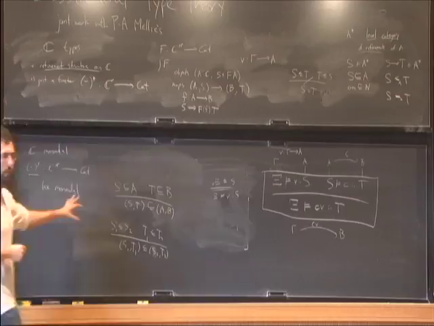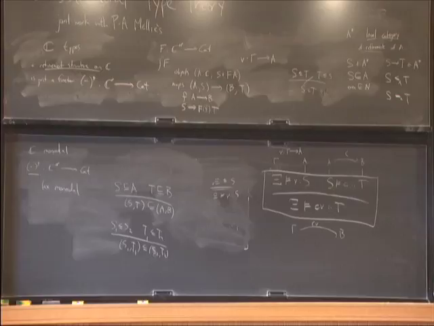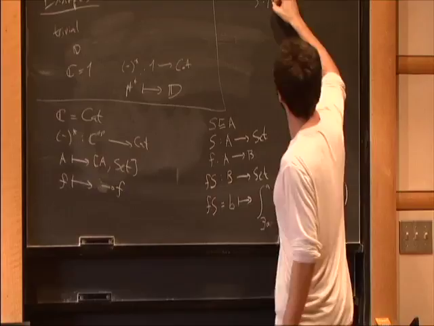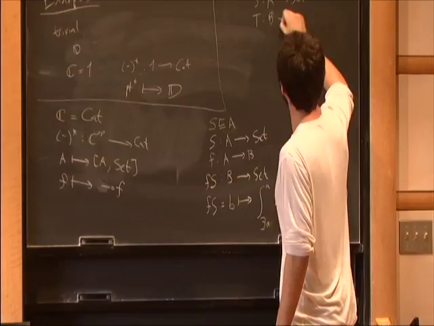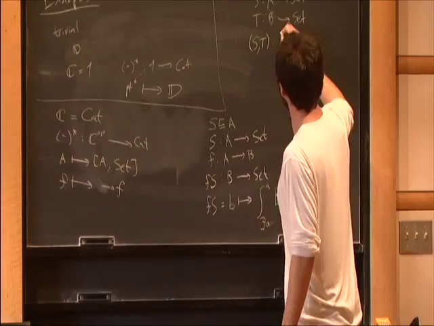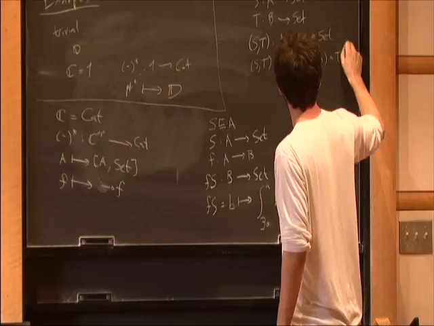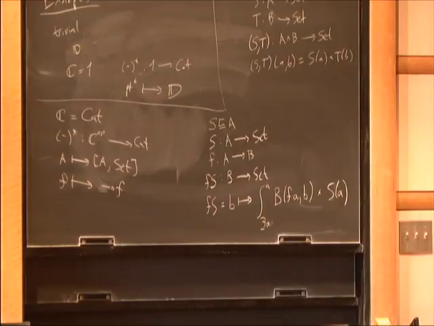Let me give the example. So in the presheaf refinement structure, if we have S a presheaf over A and T a presheaf over B, we can define the product as a presheaf over A cross B, which is just defined as the pointwise multiplication. And this is called the external product.